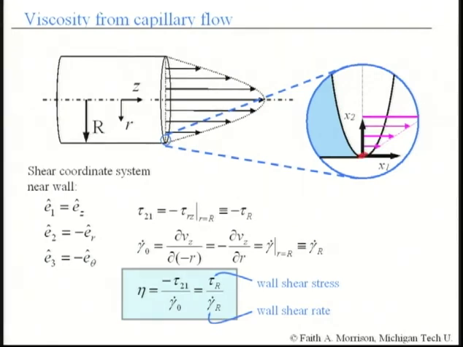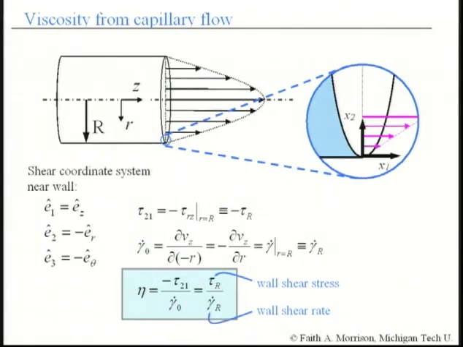The shear rate, this gradient near the wall, is dV1/dx2. So dV1, which is Vz, over dx2, which is minus dr. And so the shear rate at the wall, which in this flow is minus dVz/dr, is defined as gamma dot R. So when we take the ratio of minus tau 21 divided by gamma dot, which is our usual way of calculating viscosity in shear flow, we get minus tau R times minus 1 divided by gamma dot R.